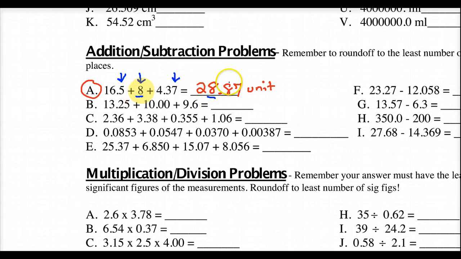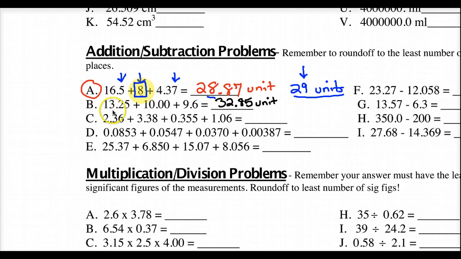So I look at the next number, 8. It's above 5, so this rounds off to 29 units. And that's the answer. Notice the 9 is in the single integer space, which reflects the least precise device. Okay, try letter B right now and pause me.